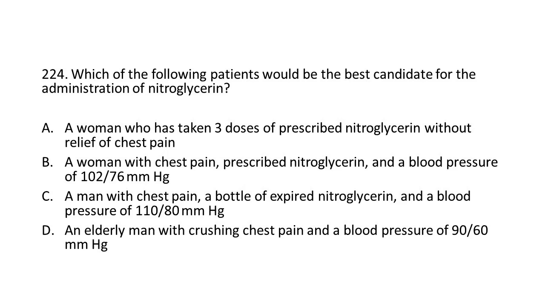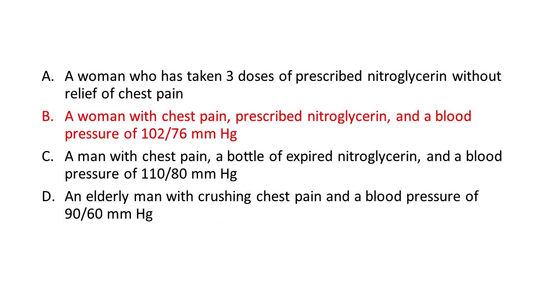224. Which of the following patients would be the best candidate for the administration of nitroglycerin? A woman who has taken 3 doses of prescribed nitroglycerin without relief of chest pain. A woman with chest pain, prescribed nitroglycerin, and a blood pressure of 102/76 mmHg. A man with chest pain, a bottle of expired nitroglycerin, and a blood pressure of 110/80 mmHg. An elderly man with crushing chest pain and a blood pressure of 90/60 mmHg. The answer is a woman with chest pain, prescribed nitroglycerin, and a blood pressure of 102/76 mmHg.